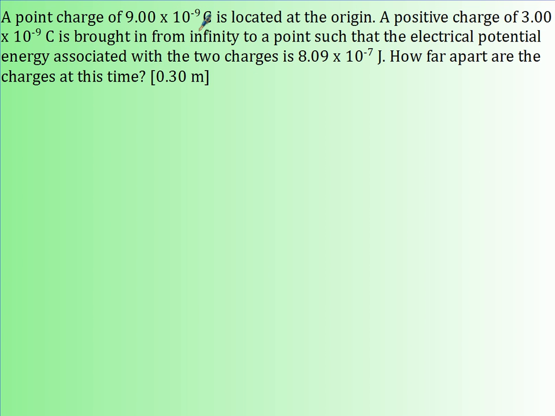Now, a point charge of 9 times 10 to the negative 9th coulombs is located at the origin. So I'm just going to go on and do my Q. Here it's sitting at the origin. A positive charge, so I know I'm going to have another charge, of 3 times 10 to the negative 9 coulombs, brought from infinity to a point such that the electric potential energy is 8.09 times 10 to the negative 7 joules. How far apart are they? Well, clearly, this is a two-charge problem.